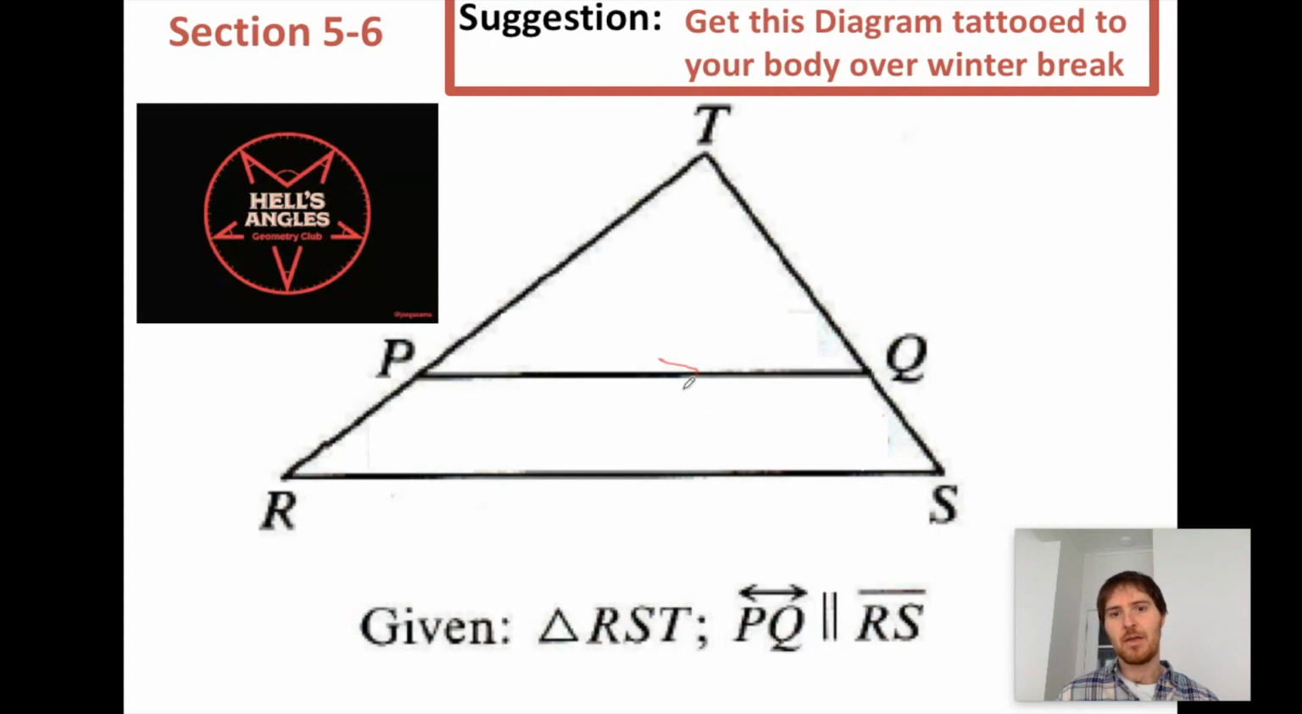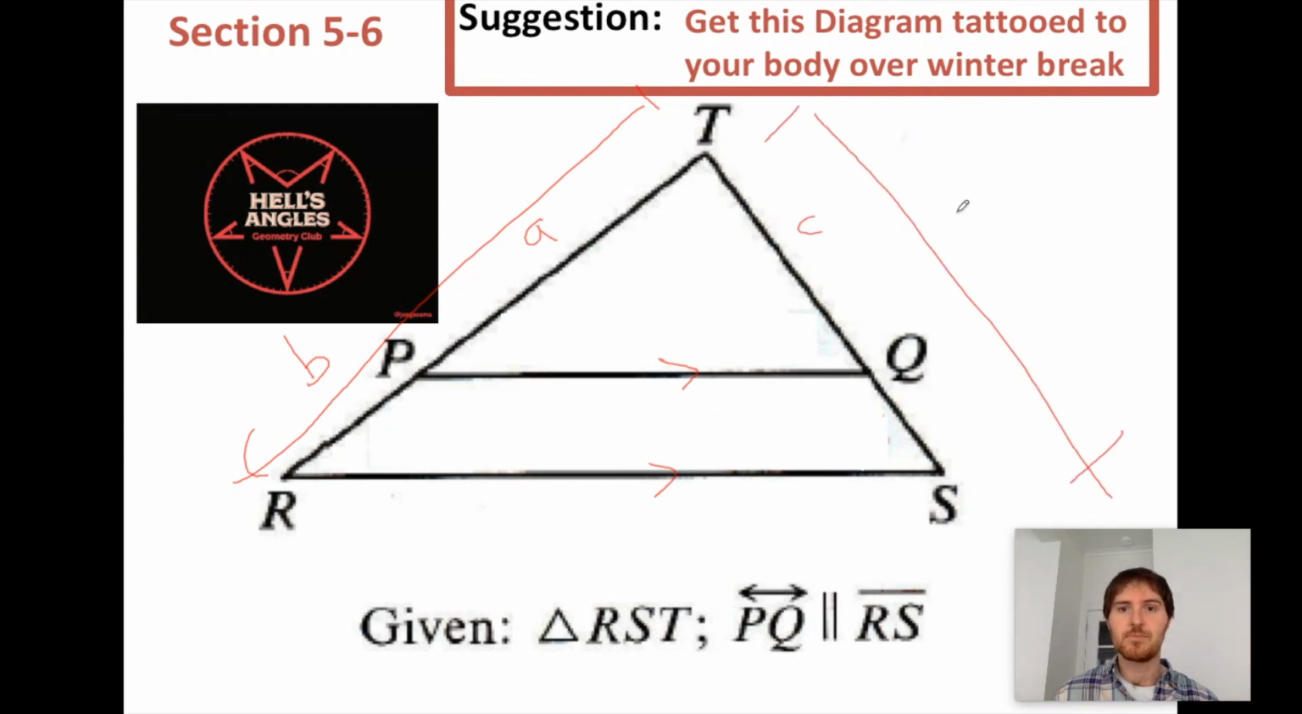So when I have a line that intersects two sides of a triangle parallel to the third side, there are a whole bunch of crazy proportions we're going to be able to set up. First of all, if this is A and this is B, then I go small to long, which is going to be the same as small to long. Okay, small to long, same as small to long, because these are similar triangles here, right?